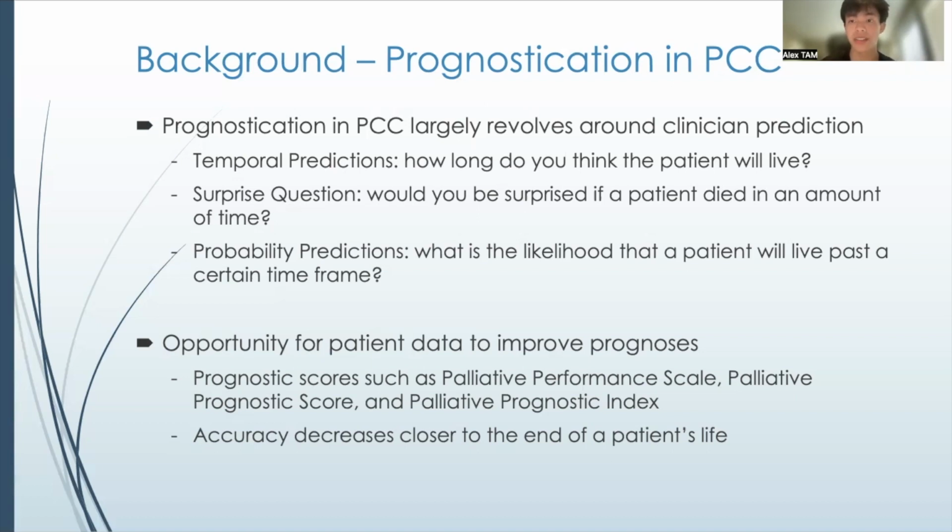Notably, however, there hasn't been great success with this, and there's no consistently reliable and accurate prognostic model or score used in practice today, and the accuracy of these prognostic models drastically decreases the closer we are to the end of a patient's life, which is when most palliative care occurs.